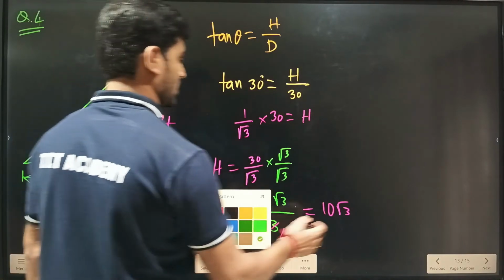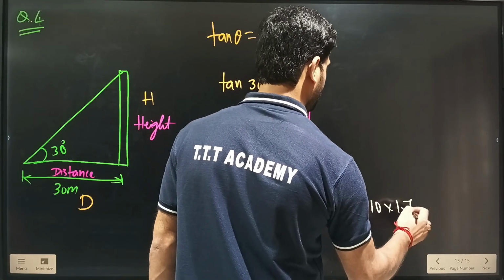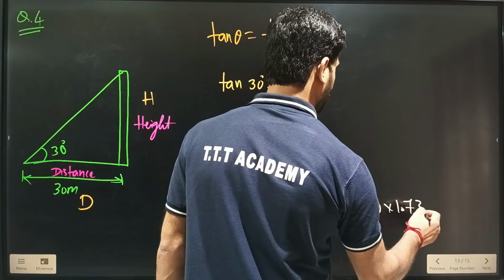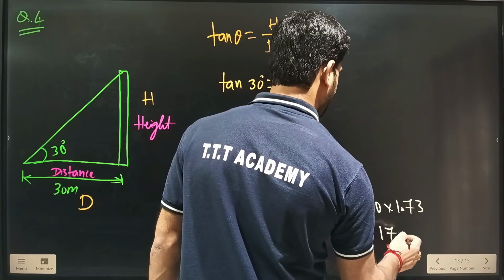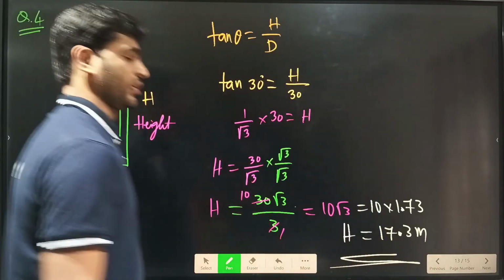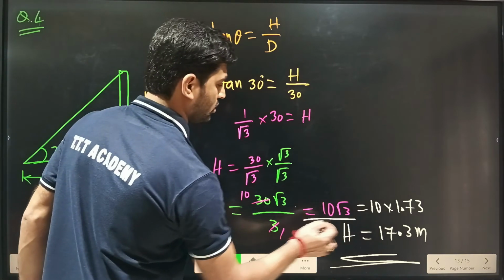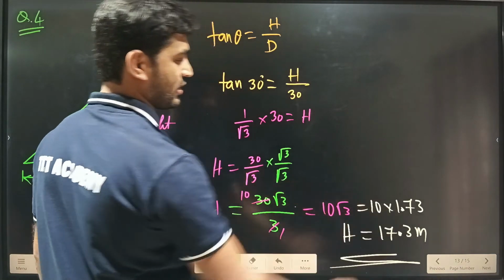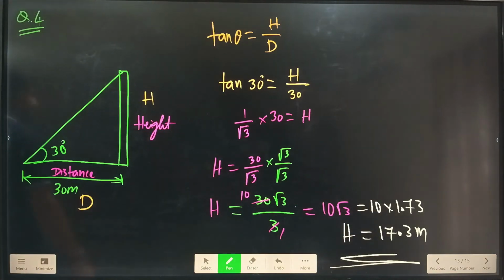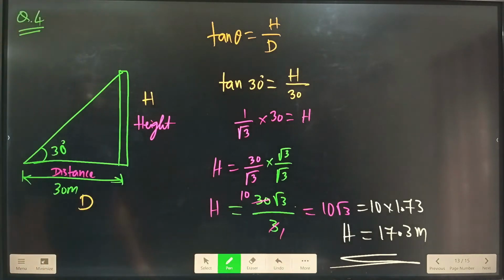Now, what is root 3? 1.73. 10 into 1.73 is 17.3 meters. That is the height of the tower. You can stop at 10 root 3, or else you can apply the root 3 value also. If you multiply by 1.73, the final result will be 17.3 meters. So this is the height of the tower.